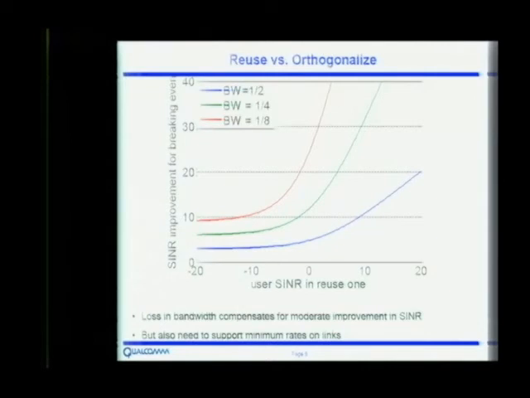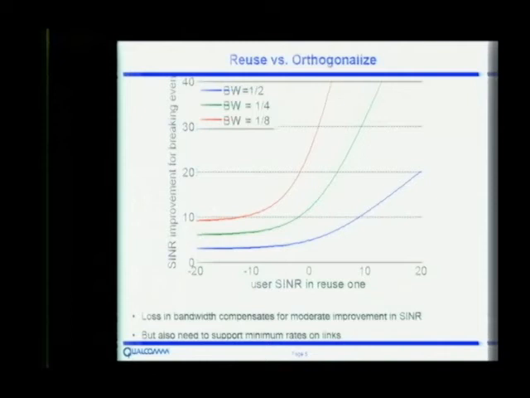So the x-axis shows the user SINR in reuse one. This essentially assumes that all your interferers are transmitting at full power, and this is the SINR you get. And on the y-axis is basically an SINR improvement when you orthogonalize. I'll explain that in a bit more detail. So let's first look at the blue curve. What the blue curve assumes is if you were to orthogonalize the transmission between your own cell and an interfering cell, you would get half the packet.